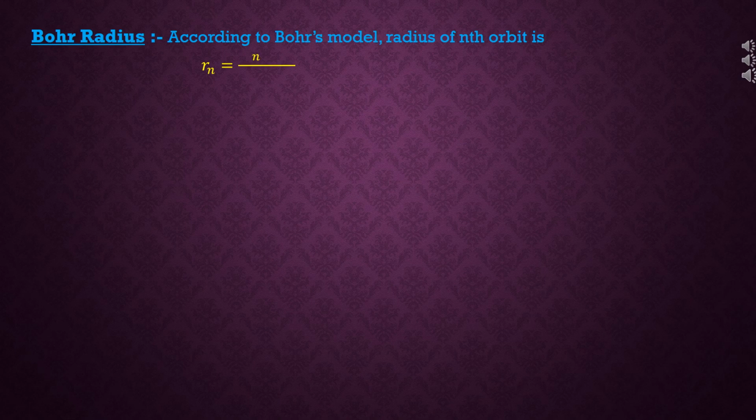Our next topic is Bohr radius. According to Bohr's model, the radius of the nth orbit is Rn is equal to n square h square upon 4 pi square me square into z. And if we represent all the constants by a naught, then the relation becomes Rn is equal to a naught n square. This is for hydrogen atom where z is equal to 1.